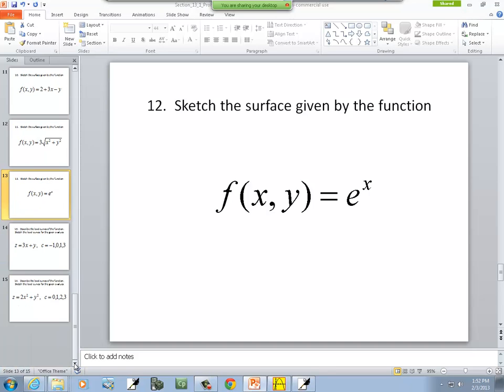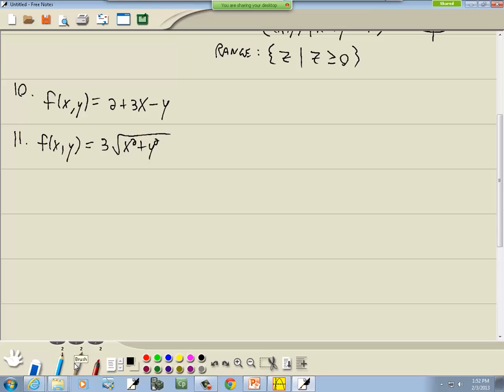Let's take a look at this one. Understanding a little bit about what your domain is helps you to interpret your graphing utility, see if it's giving you something correct, if you've got a cheap one like I'm using. Now, e to the x, you notice there is no y here, which means y can be anything. So that'll help us to figure out what this graph looks like.